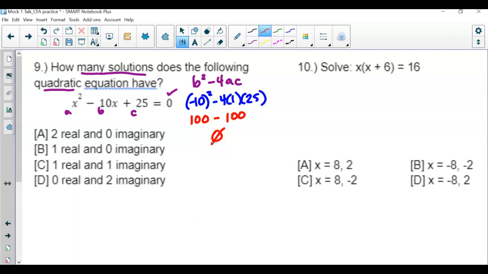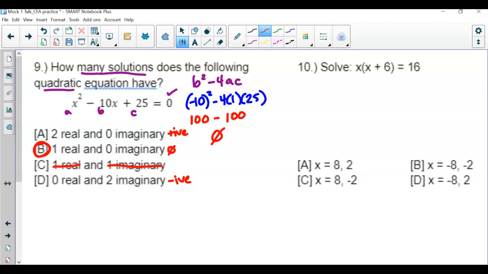Whenever you get a discriminant of 0, that means you only have one real solution. So again, remember the discriminant: if it's 0, you have one real. If there are two real, then the discriminant is positive. If you have no real because you have two imaginary, then the discriminant is negative. You will never have one real and one imaginary.